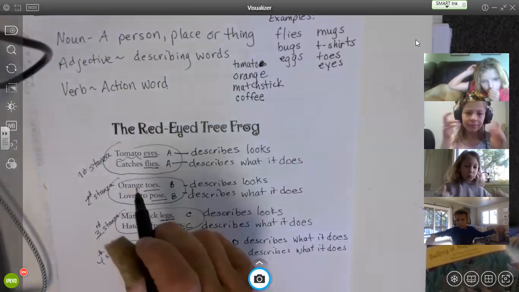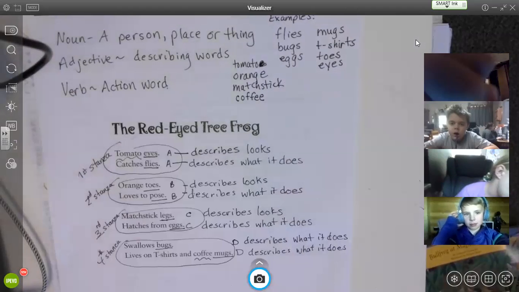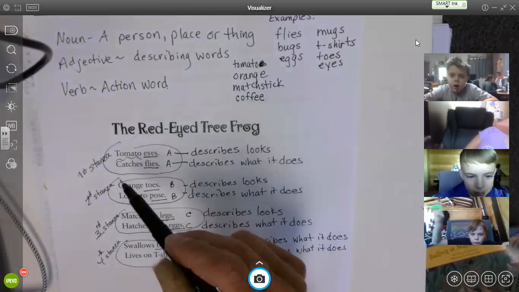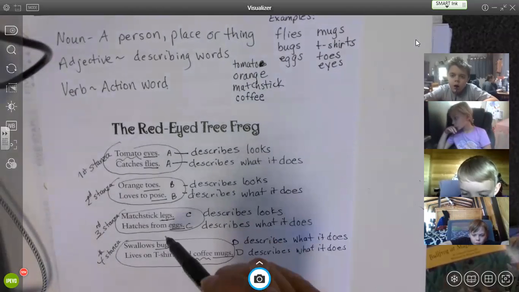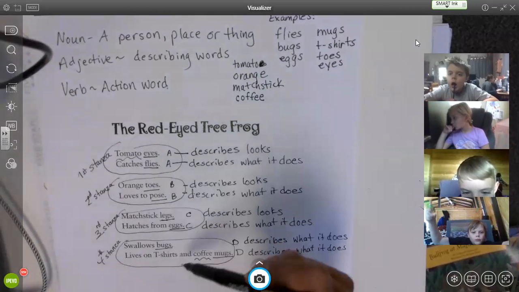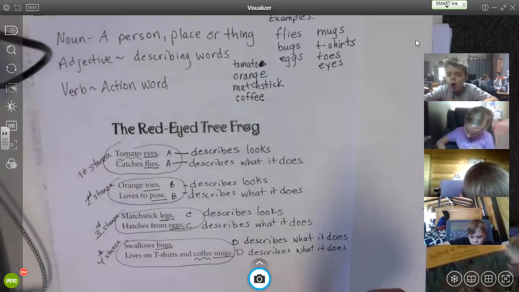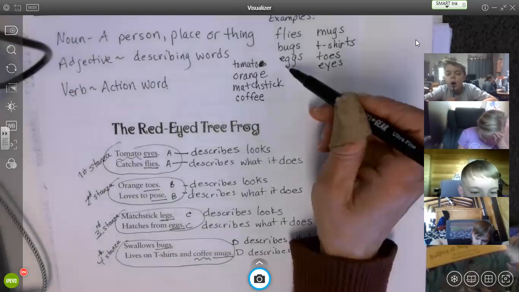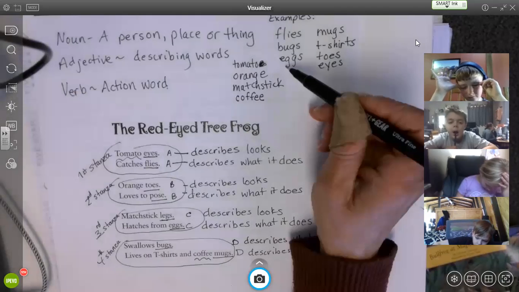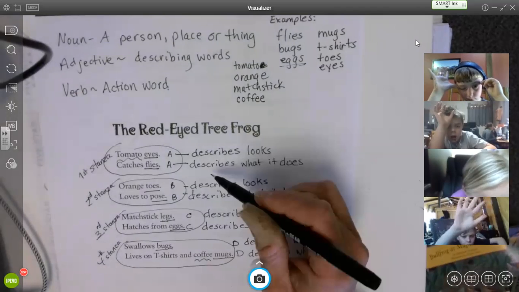What is one verb in this poem that you see? Josh Carter. Tomato eyes catches flies. Orange toes loves to pose. Matchstick legs hatches from eggs. Swallows bugs, lives on t-shirts and coffee mugs. Eggs? Eggs, we already said is a noun, is a thing. We're looking for action, something the frog does. Remember, catches flies? Catches, good, catches.